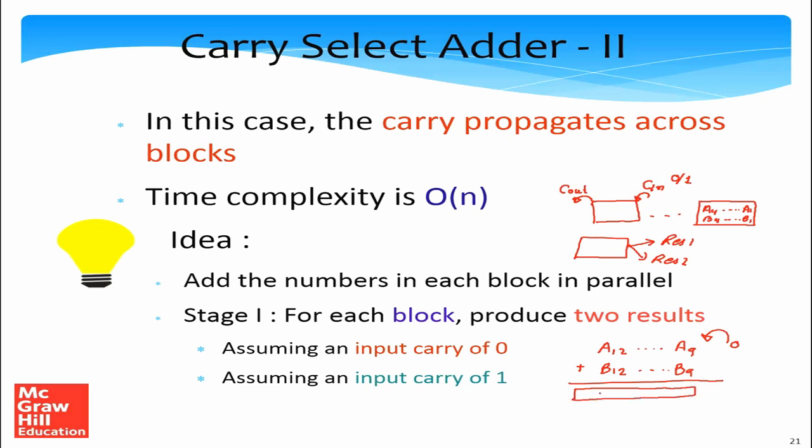So the output will have 5 bits, 4 of them are sum bits and 1 of them is the carry out. Then in parallel, since it's in hardware, we can do a lot of computations in parallel, right? So there is no need of doing one after the other. In parallel, we can perform another addition for the two blocks, assuming that the carry in was actually 1. So that will also produce its result and a carry out.